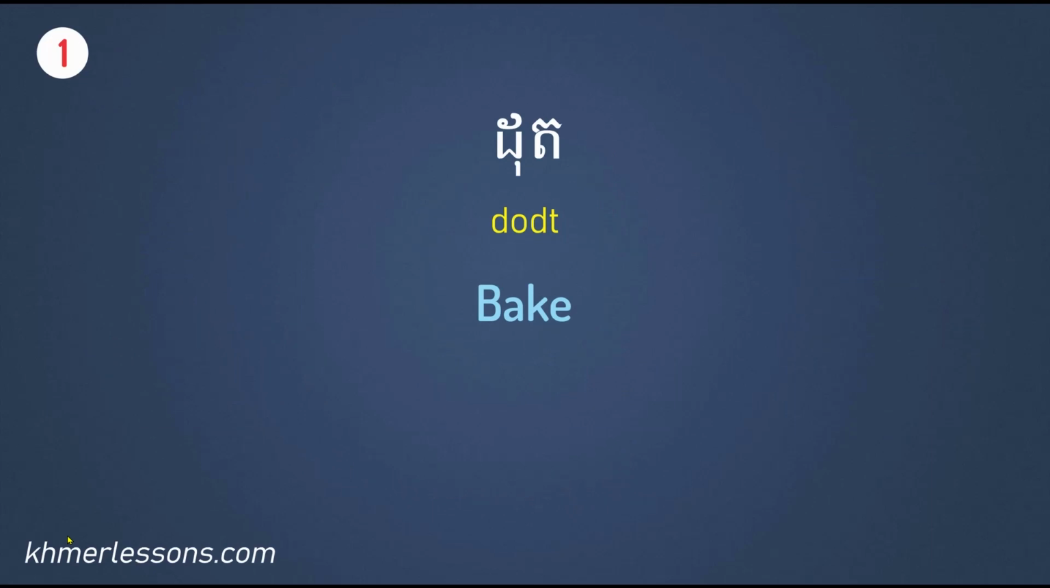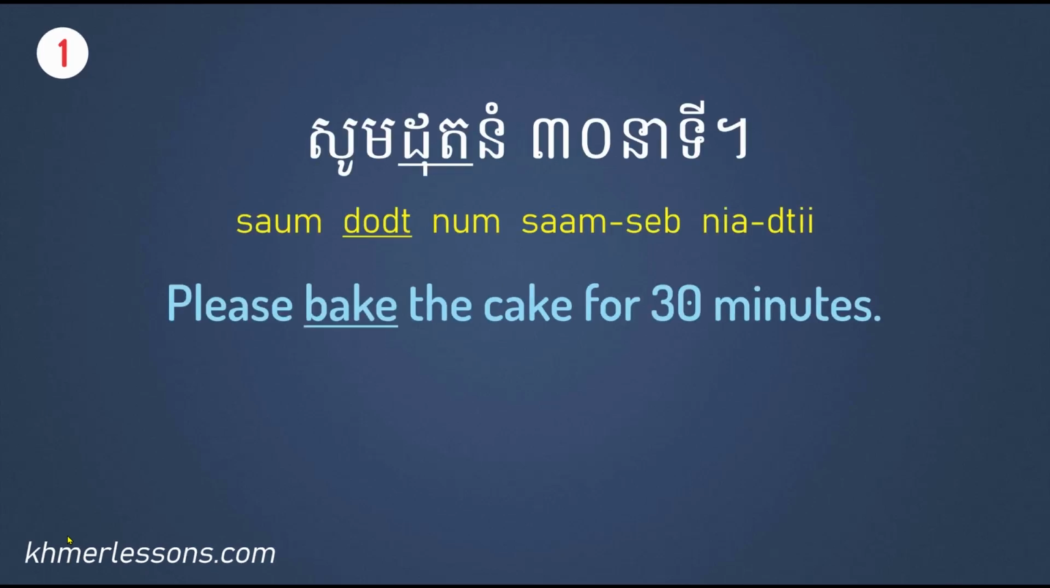Number one is bake. Bake. Dot. For example, you say, please bake the cake for 30 minutes. Som dot num sam sub niati. Num is the word cake. But in Khmer, we say num in general. And 30 is 30 minutes.